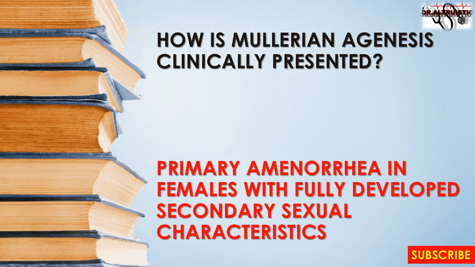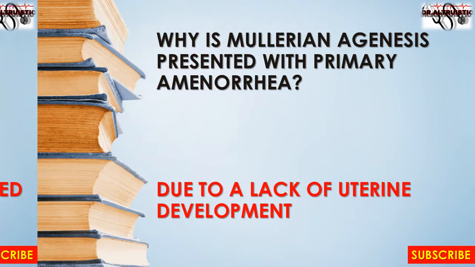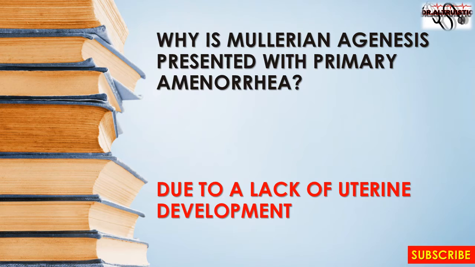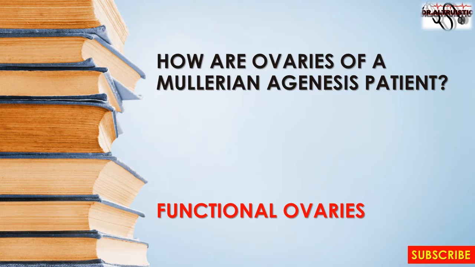How is Mullerian agenesis clinically presented? Primary amenorrhea in females with fully developed secondary sexual characteristics. Why is Mullerian agenesis presented with primary amenorrhea? Due to a lack of uterine development. How are the ovaries of a Mullerian agenesis patient? Functional ovaries.